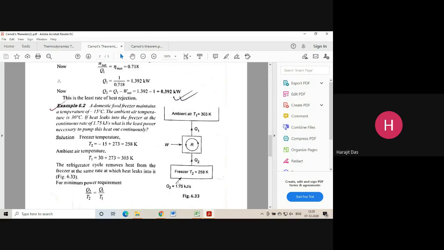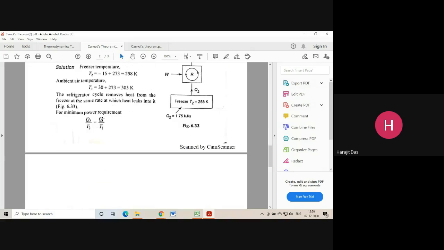So this amount of heat needs to be extracted from this chamber, then only this will be cooled to 258 Kelvin. Okay, so the refrigerator cycle removes heat from the freezer at the same rate at which heat leaks into the system. So from the surroundings to this chamber this amount of heat is leaking, and from this chamber the same amount Q2 has to be rejected, otherwise you cannot maintain this temperature. Okay, so now for this process we'll be taking this formula, Q2 by T2 equals Q1 by T1.